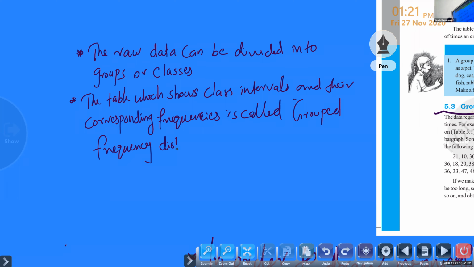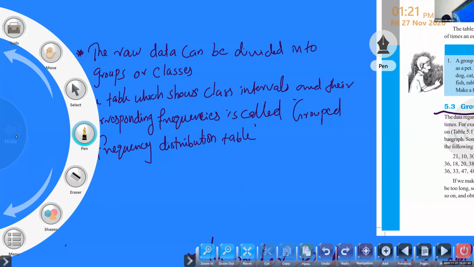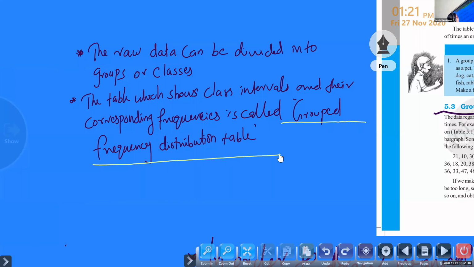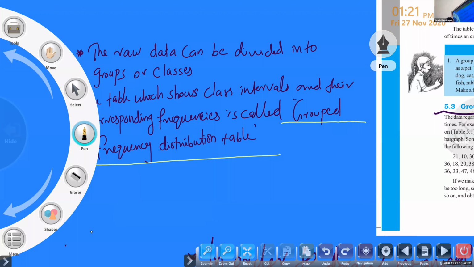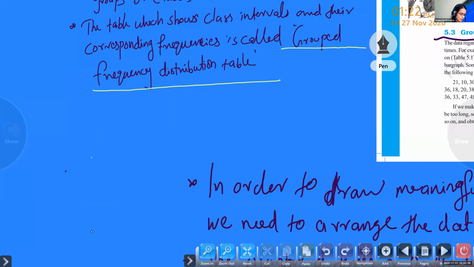Grouped frequency distribution table. Underline that: grouped frequency distribution table.